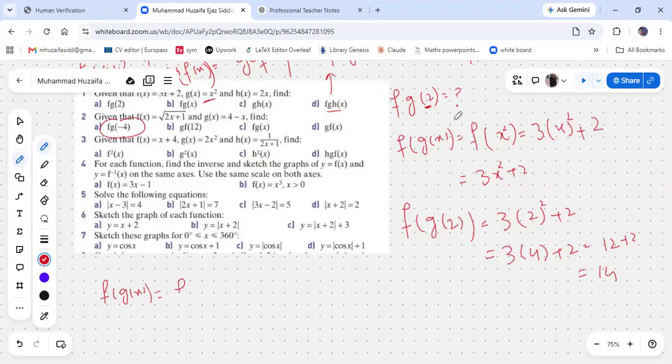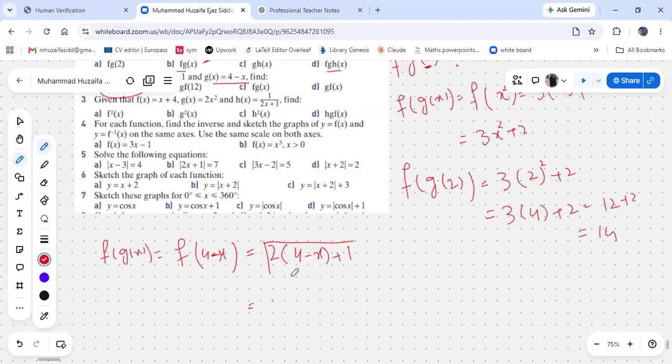So this is f into g of x is equal to what? This is equal to 4 minus x. Now we are replacing 4 minus x in the f function, where we replace x. So this is 2 into 4 minus x, plus 1, and this is the under root. First we simplify it. So this is 8 minus 2 of x, plus 1. So this is equal to 8 plus 1, this is 9 minus 2 of x.